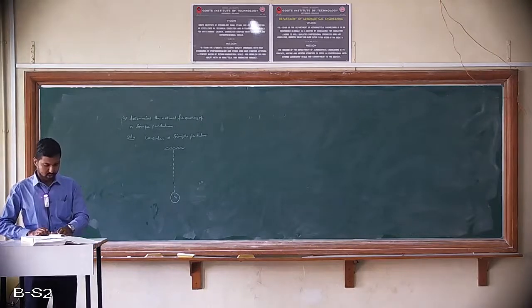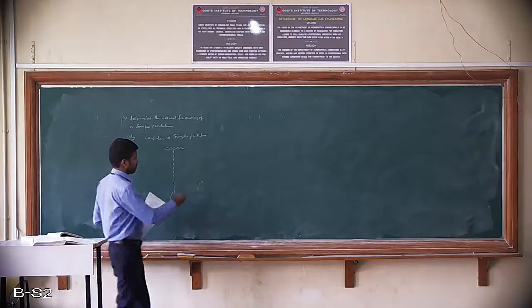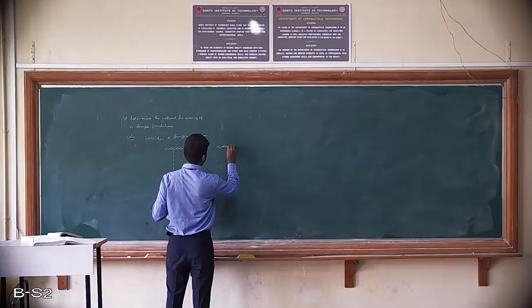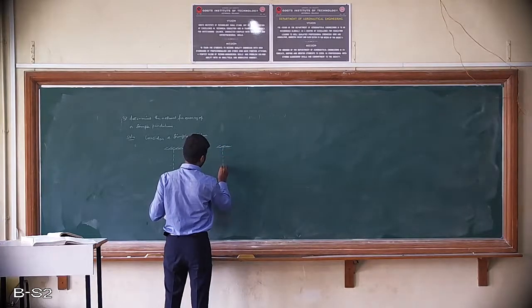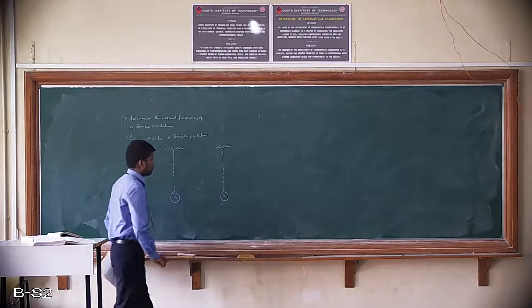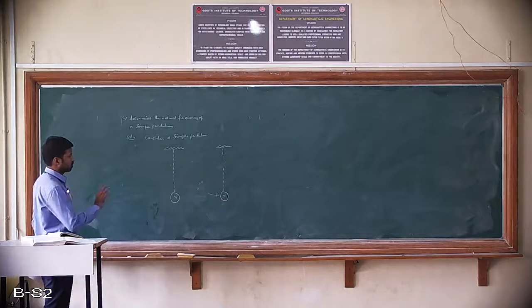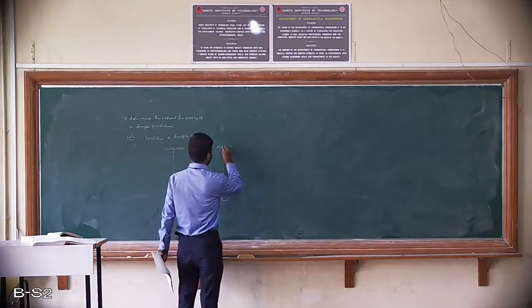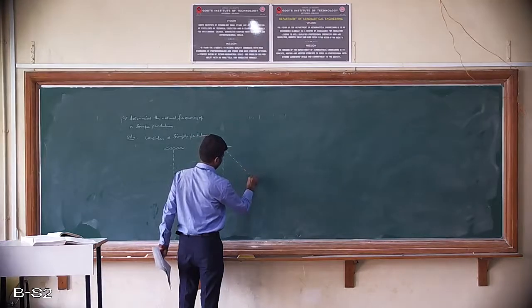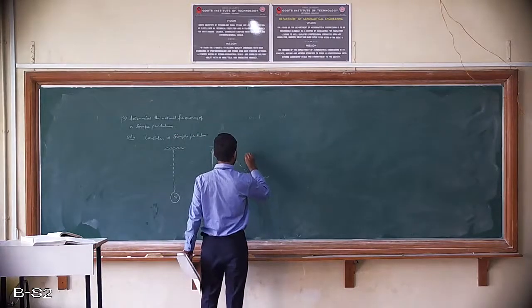For this simple pendulum, if I give an excitation, or if I push it, then what will happen? It will come to this position. This is mass M, and I will call this length L. Then this length is L.